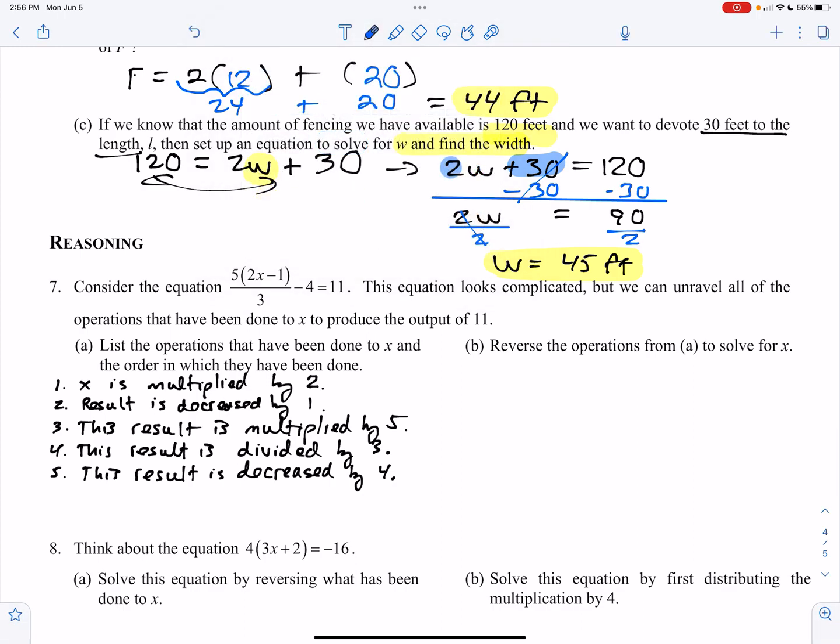Now, we're going to go in this order, though. We're going to start with step 5, and the opposite of decreasing by 4 is to add 4. Then we're going to go to the opposite of step 4. The opposite of dividing by 3 is multiply by 3. Then we're going to go to the opposite of step 3. The opposite of multiply by 5 is divide by 5. The opposite of subtracting 1 is to add 1, and the opposite of multiplying by 2 is to divide by 2. So we're going to take this one step at a time.